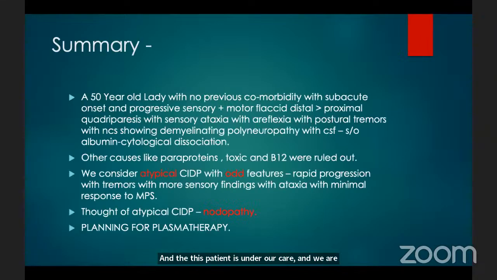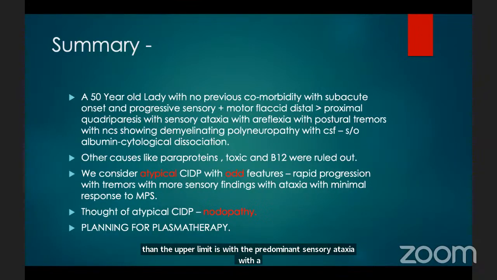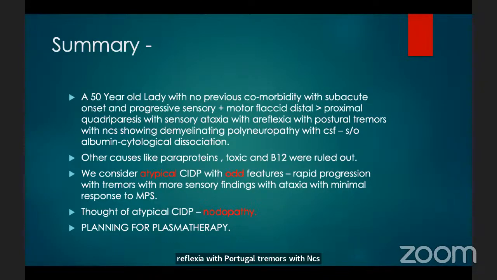Then to summarize this case, she is a 50-year-old lady with no previous comorbidity, with subacute onset and progressive sensory plus motor flaccid type of quadriparesis affecting distal more than proximal, lower limb more than the upper limb, with predominant sensory ataxia, with areflexia, with postural tremors, with NCS showing demyelinating polyradicular neuropathy, with CSF suggestive of albuminocytological dissociation. Other causes like the paraprotein, toxic, and B12 were ruled out, and we thought of nodopathy in this patient and are planning for plasma therapy.